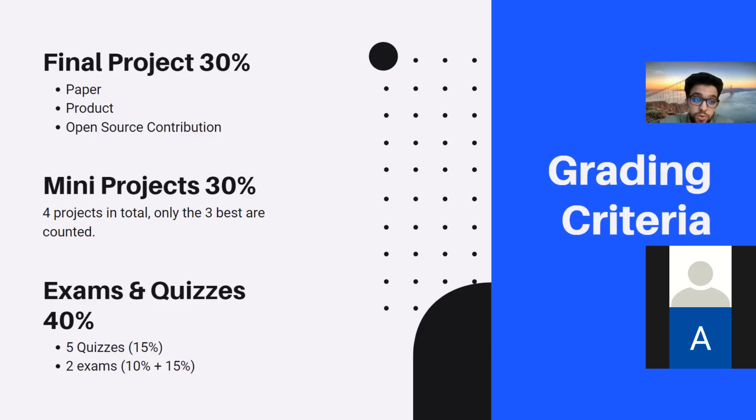And then we have 2 exams. The first one is the midterm exam at 10% and the final exam at 15%. The exams are going to be very, very similar to the exams from Professor Khan's structure. So expect the same thing, right? There's not going to be a practical part for our exams, so basically only a paper exam.